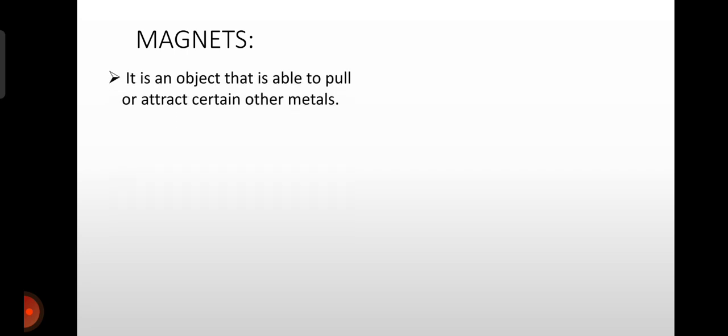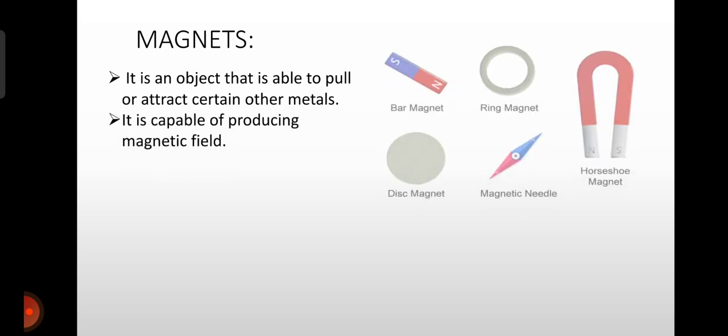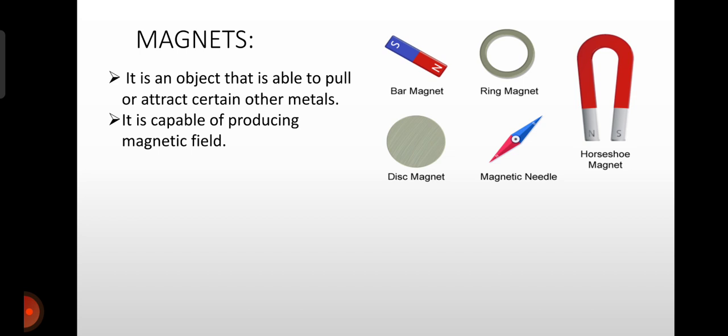Magnet is an object that has the ability to pull or attract certain other metals. The most common example we have seen is the refrigerator magnet, which is getting attracted to the door of the refrigerator. It is capable of producing magnetic field. Over here you can see the images of different types of magnets. They are the bar magnet, ring magnet, horseshoe magnet, magnetic needle and disk magnet.